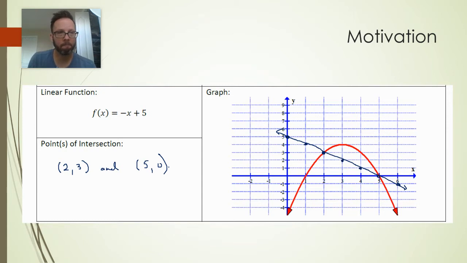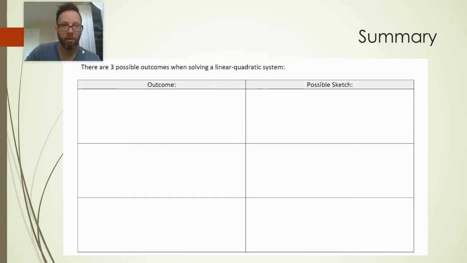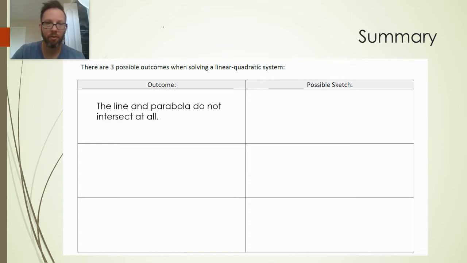So we've actually just solved 3 linear quadratic systems. We found the intersection points between a line and a parabola, and we did it by graphing. And as hopefully you're convinced, there are 3 different scenarios that can happen. The first scenario: the line and parabola don't meet at all. That's like our first case, right? Our first scenario looked like this, parabola and line, and they never met.